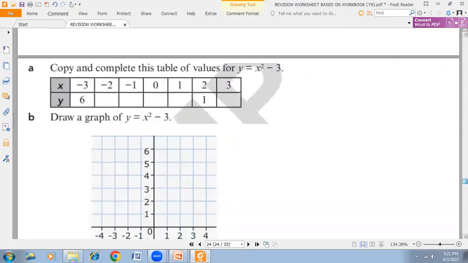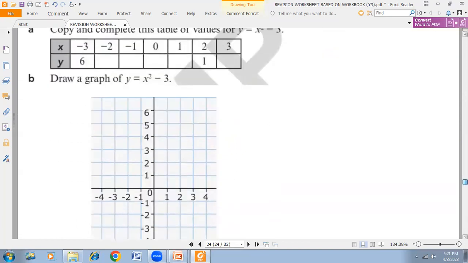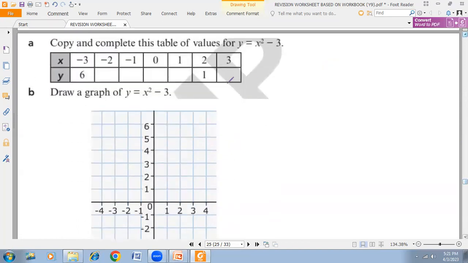Okay, let us now fill up the table for a quadratic graph question. Look at the power for x, x squared, right? X squared will make the graph in a U shape like this. Because it's a positive gradient, so it will be like U shape, not upside down like this. This is for negative. This is for positive.